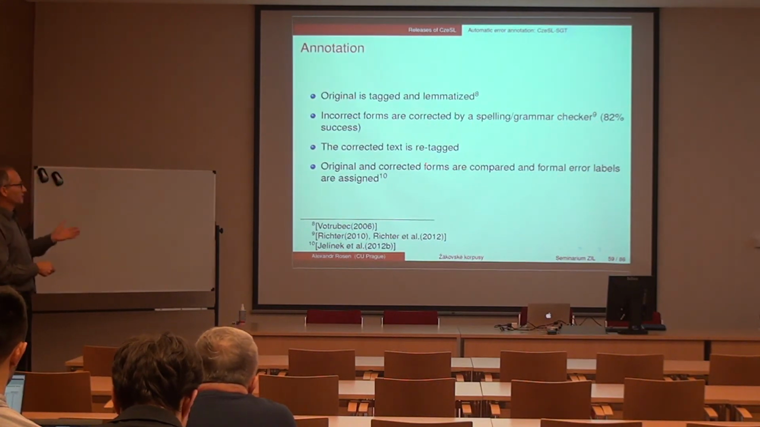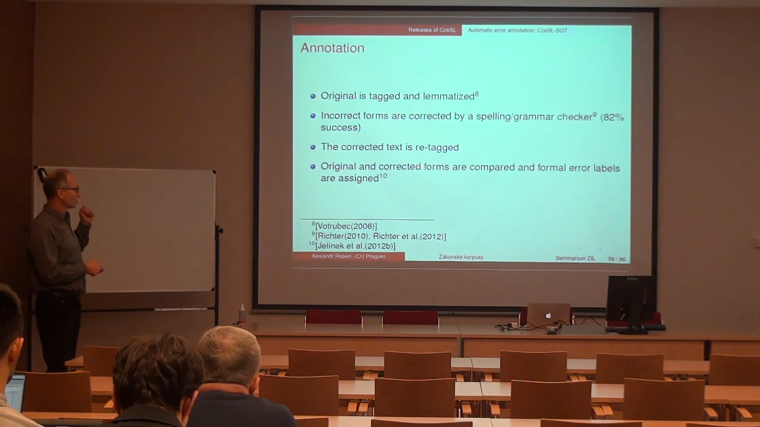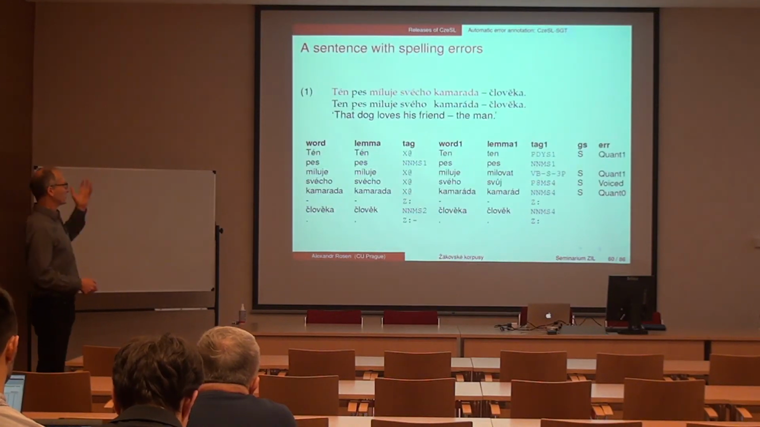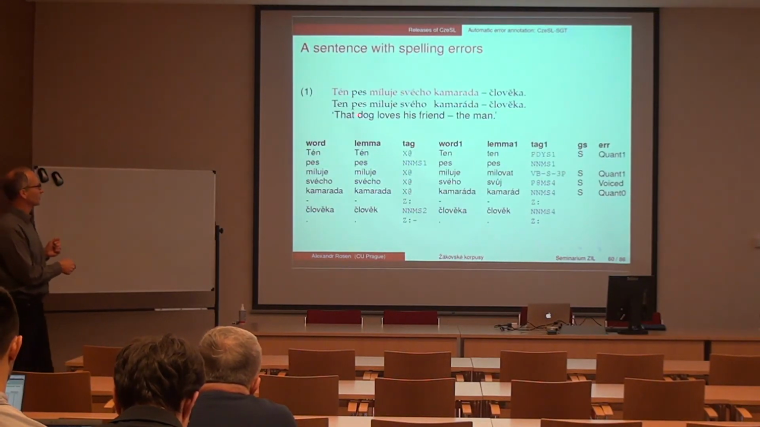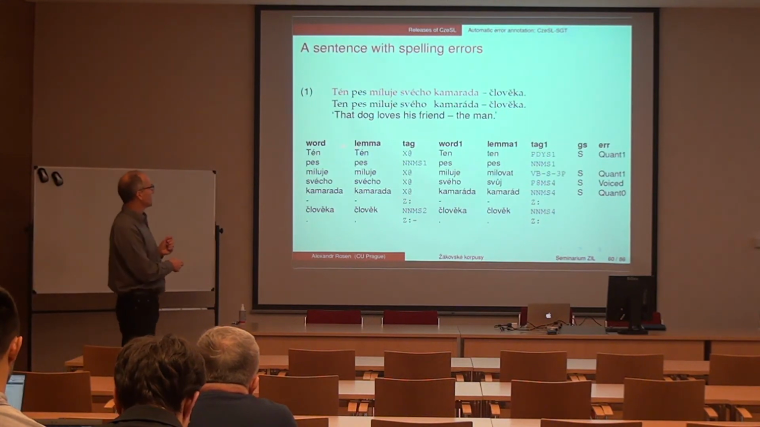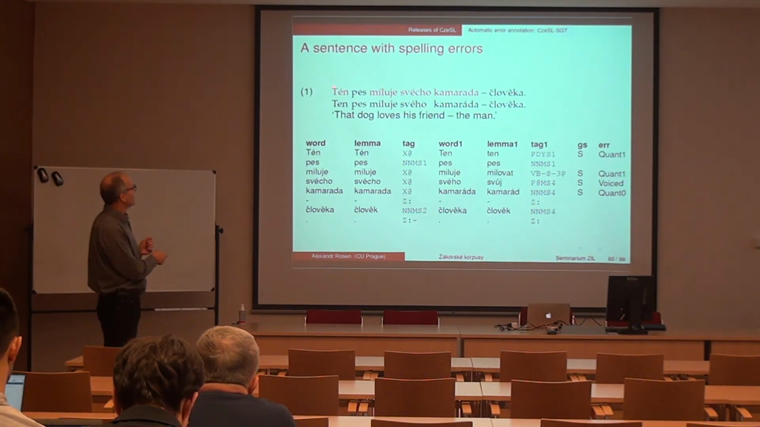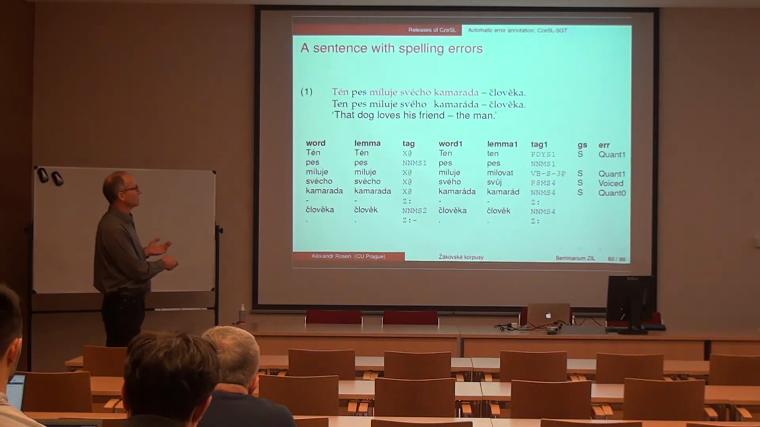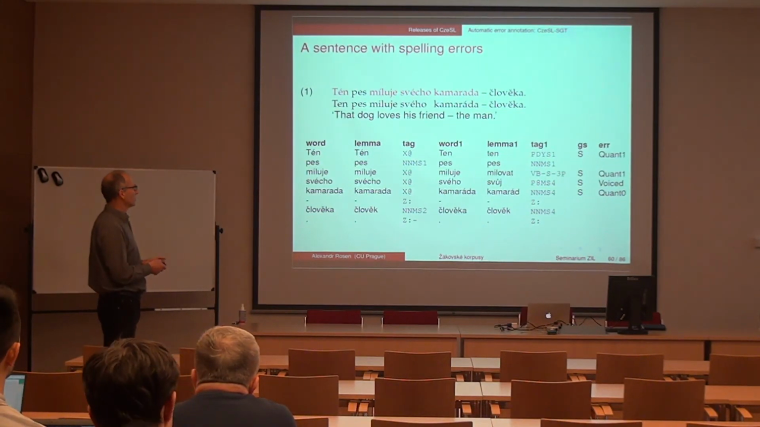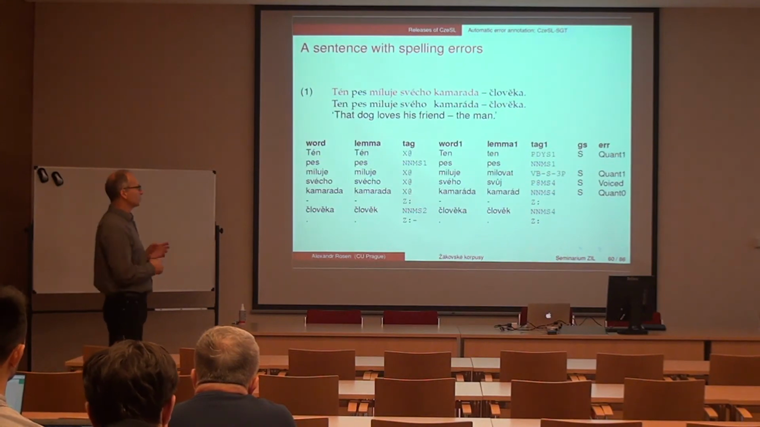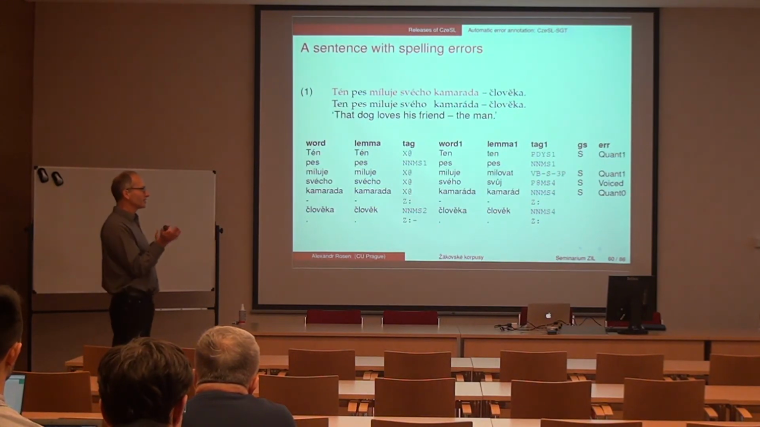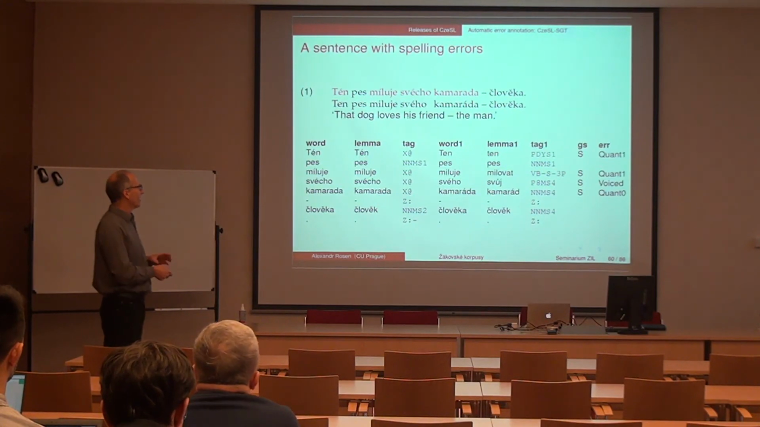And then we retag the corrected text, then we compare the original and the corrected forms and assign those error labels that can be assigned automatically. So, for example, you have a sentence such as this: "That dog loves his friend, the man," and the red forms are simply non-words. So that's fairly easy for the tool, and it managed very well in that sentence, miraculously. And so this is how the annotation looks.